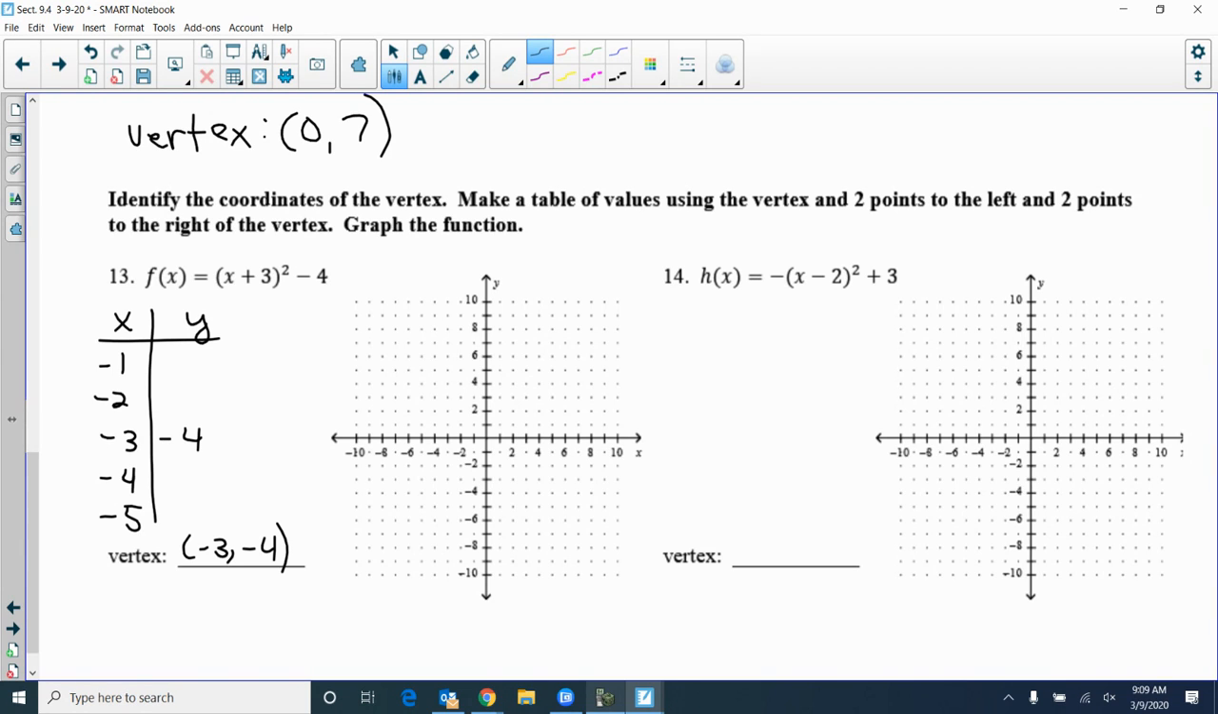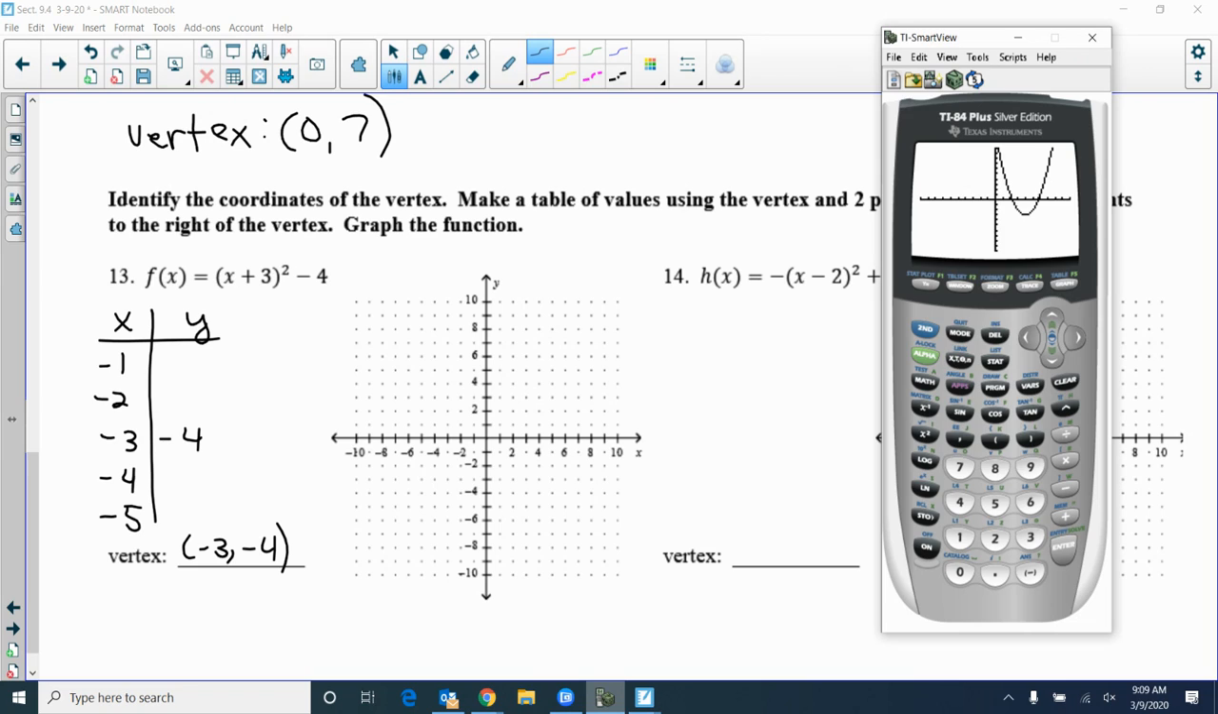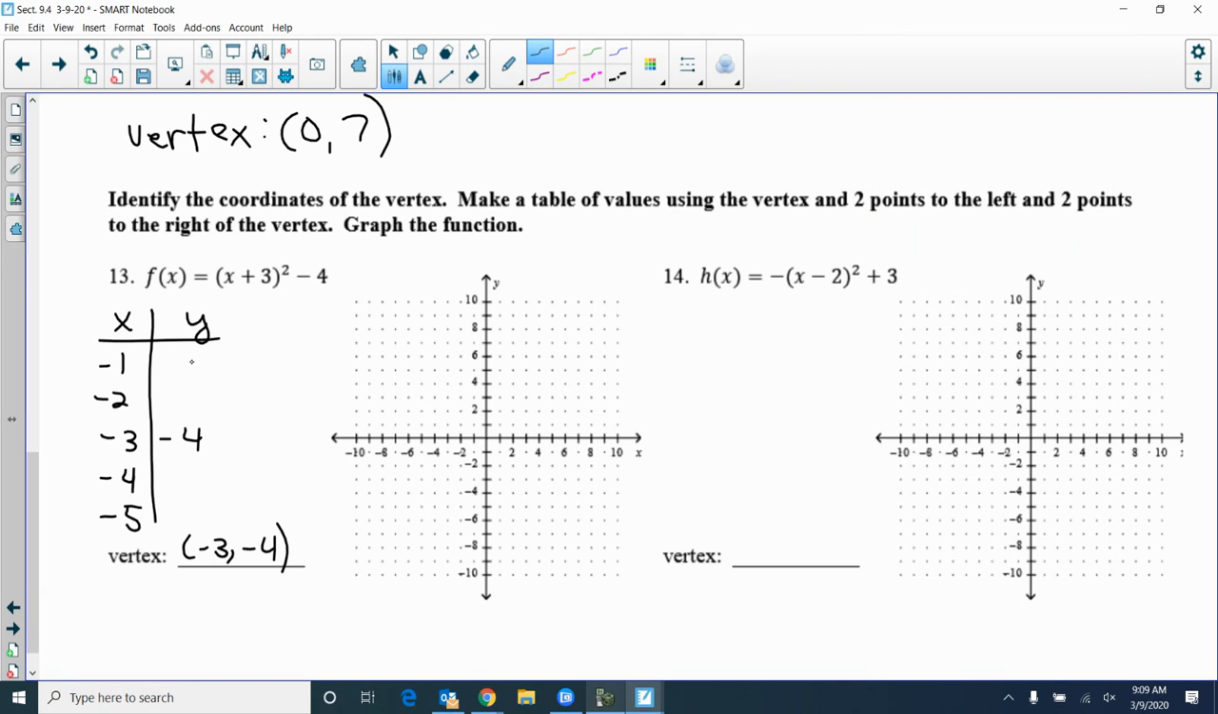You should already know the Y value. You can still plug in -3 into your calculator, but you better get back -4 to kind of confirm. So you got parentheses, -1 plus 3 squared minus 4. Okay, I got 0. All right, so put that down. All right, you plug in -2, plug in -3, plug in -4, plug in -5.